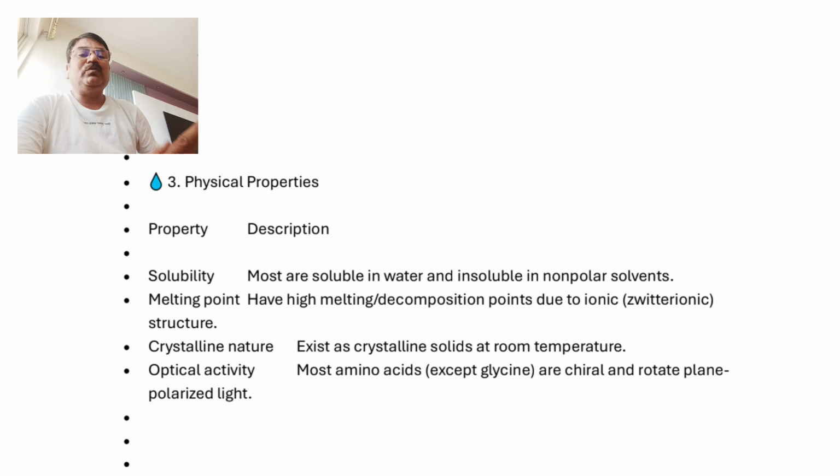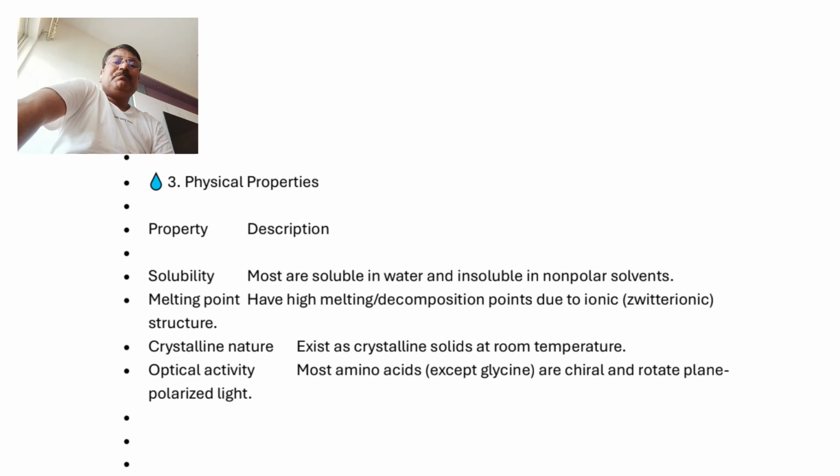Optical activity, polarized light: except glycine, all of the alpha amino acids have the alpha carbon atom as an asymmetric center. As they have an asymmetric center, a very important property, all except glycine are optically active compounds containing at least one asymmetric center. So they rotate plane polarized light and they are optically active. So these are some important physical properties of alpha amino acids.